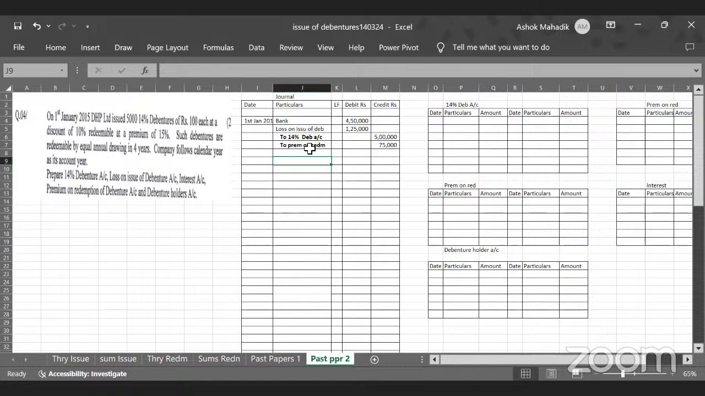Clear? Now it says such debentures are redeemable by equal annual drawings in 4 years. So we have to redeem these in the next 4 years. Since we are following the calendar year, you can record the entry of repayment on 31st December, or you can do it on the first day of the next year also. But we'll keep it on 31st December itself. So that will be convenient for you. Understood? Now I'll show you how much amount is to be redeemed every year. So the total amount is 5 lakhs, right?